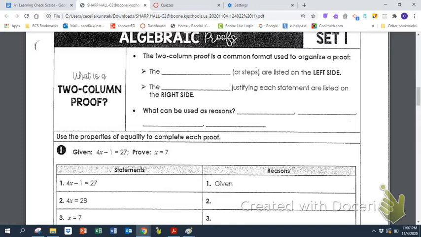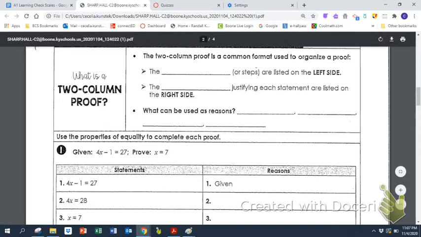So let's get busy. What is a two-column proof? A two-column proof is a common format used to organize a proof where we have the statements or the steps listed on one side, and the reason is going to be on the right side. Oops, what did I spell there? The reason. Okay.